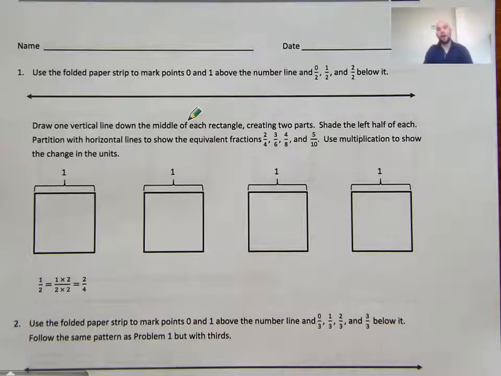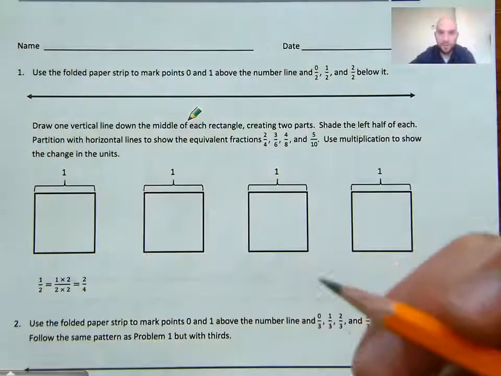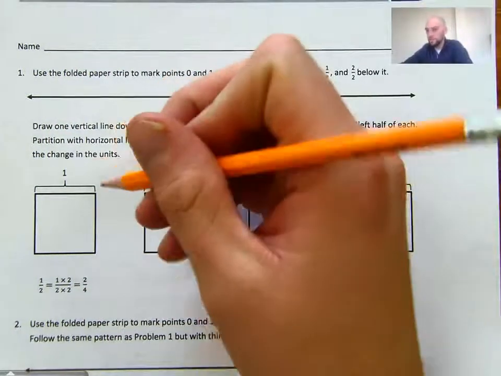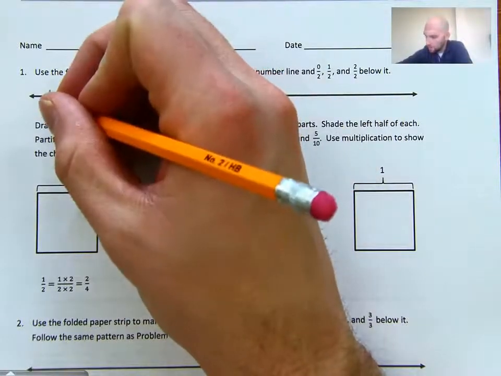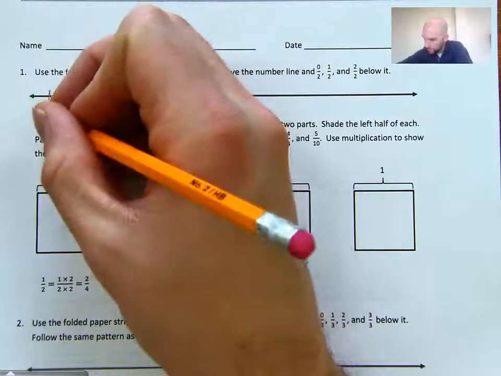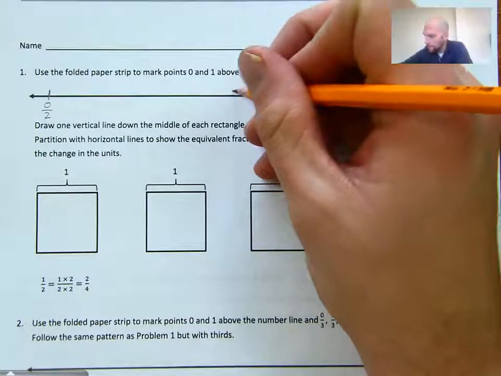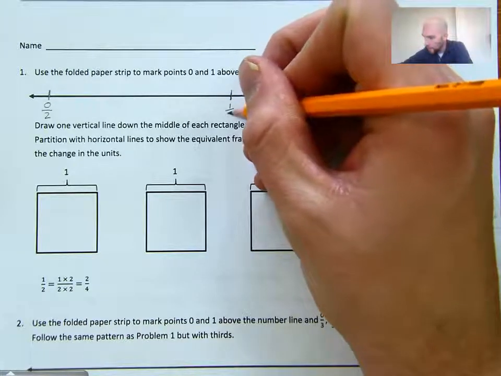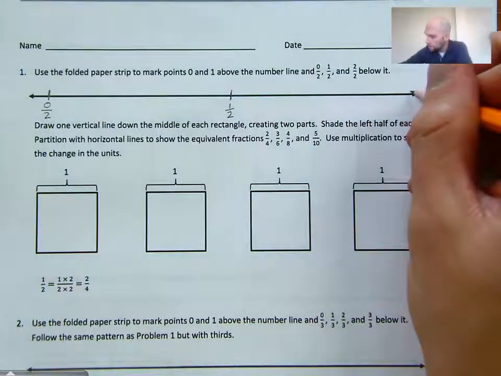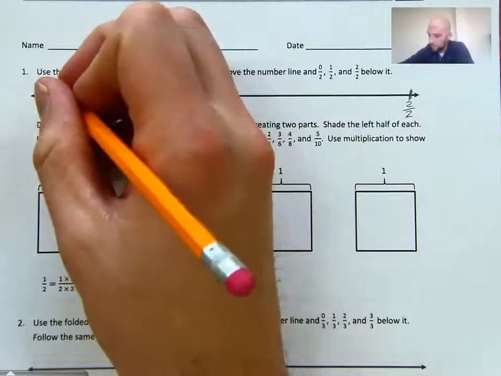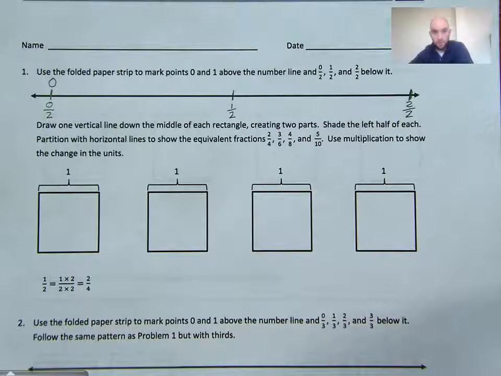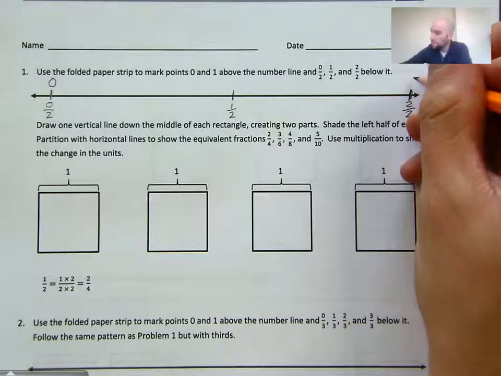If you look at the directions, it says use a folded paper strip to mark points 0 and 1 above the number line. I'm just going to write my numbers on the number line. It just wants to have you space them out evenly. On the left side, 0 halves. Halfway down the number line, right in the middle, is going to be 1/2. And at the end of our number line, we'll have 2 halves. Above the number line, I'm going to make a 0, because 0 halves is 0. And right above 2 halves, I'm going to put a 1, because 2 halves is 1 whole.